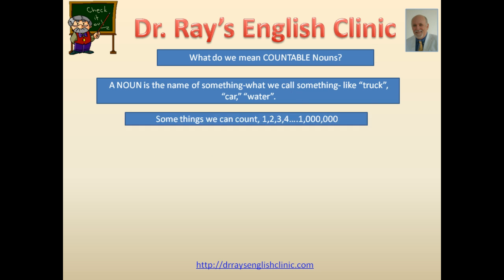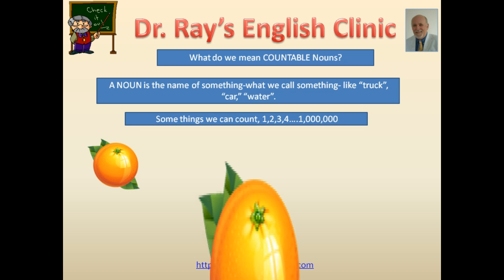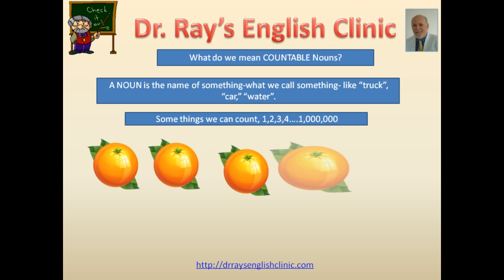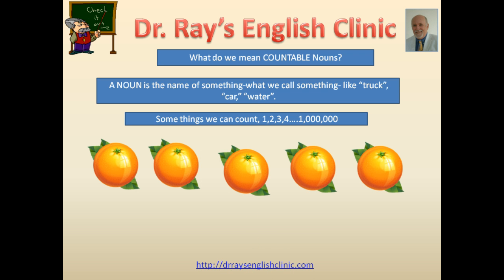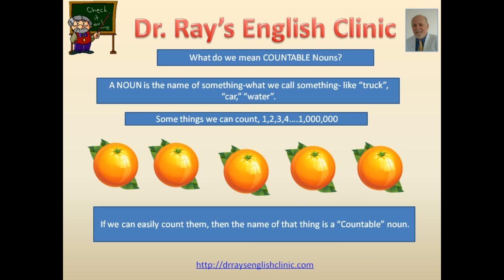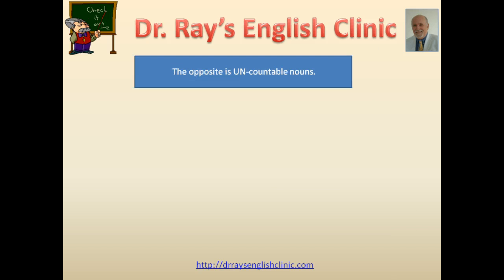And when we say countable, it means something which we can count. 1, 2, 3, 4, 5, 6, 7, 8, 9 million, 1,974. So these are countable nouns. If we can easily count something, then the name of that thing is a countable noun. 1 truck, 2 trucks, 3 cars.